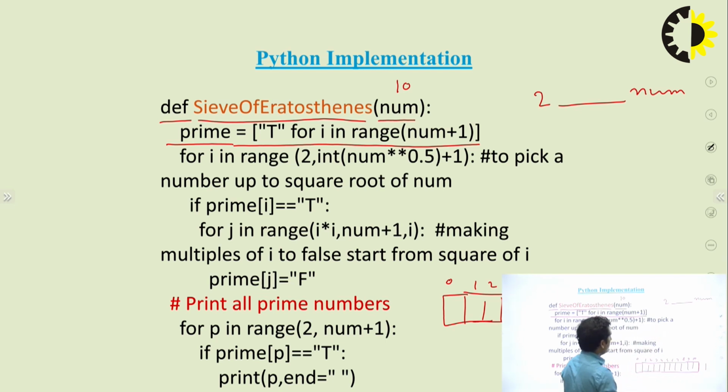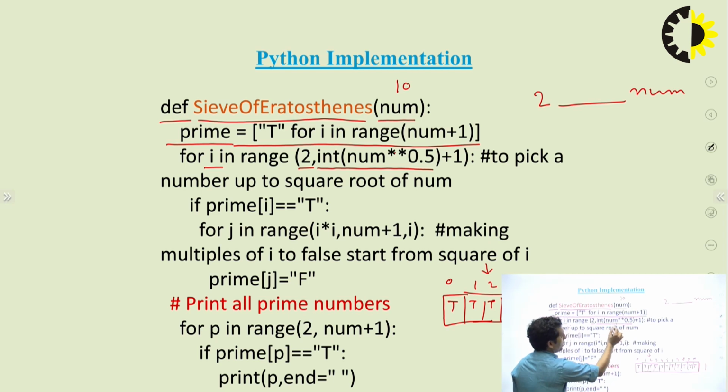Only choose up to 10 and make all the values true the first time. True. And for i in range, start from 2 to the root of n.